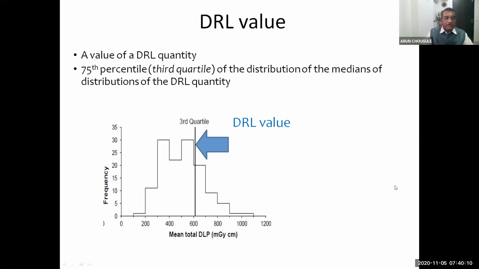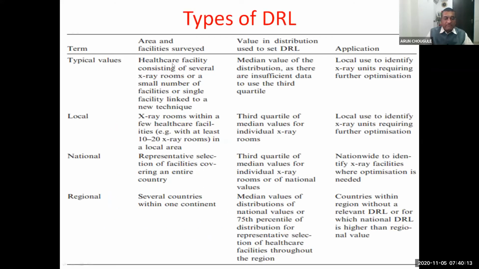And typical values for the area and facility surveys: if it is a healthcare facility consisting of several X-ray rooms, or a small number of facilities, or a single facility linked to a new technique, then the median value of the distribution is used, as there are insufficient data to use the third quartile. A local DRL is used to identify X-ray units requiring further optimization. So local, national and regional DRL can be set, and these are some of the requirements, and these are some of the applications which they have narrated.